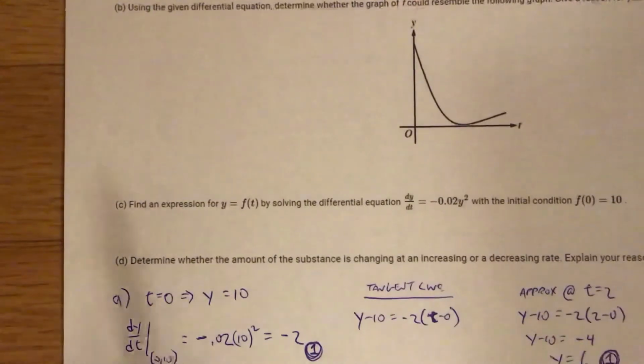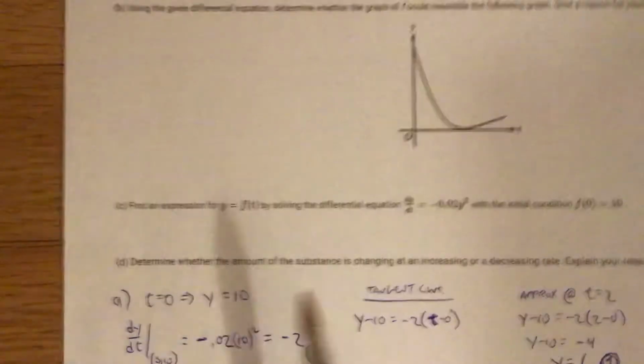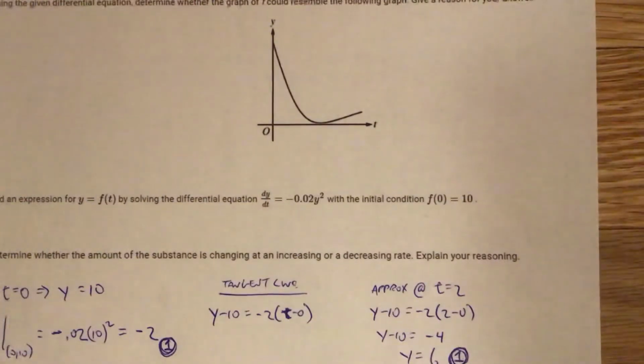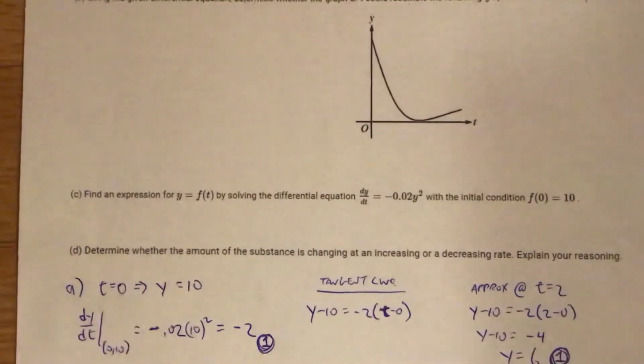Part C wants us to actually solve the differential equation. So I mentioned we don't have the original equation. Well, with the initial condition and this derivative, we can work it backwards using separation of variables and solve the differential equation to give us the original function.